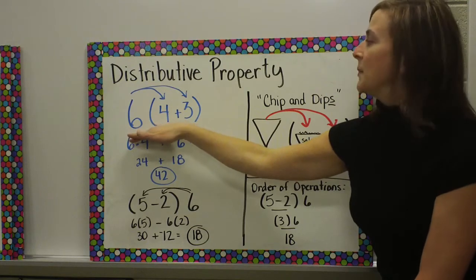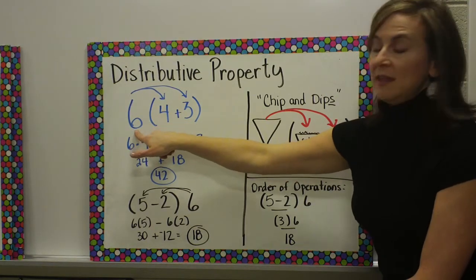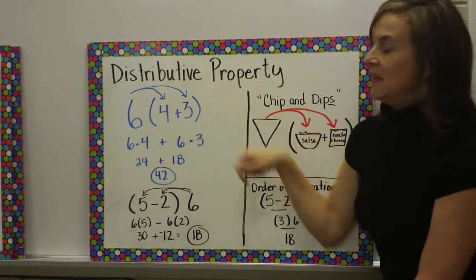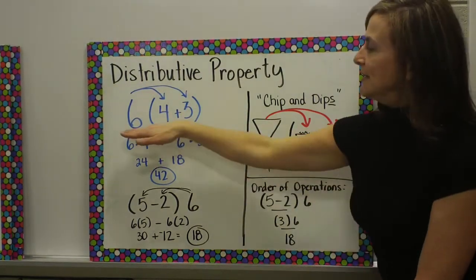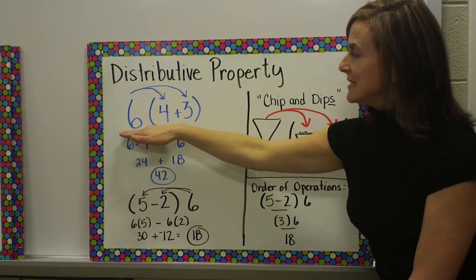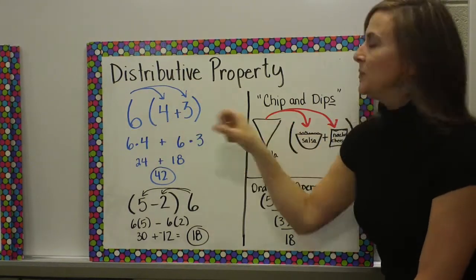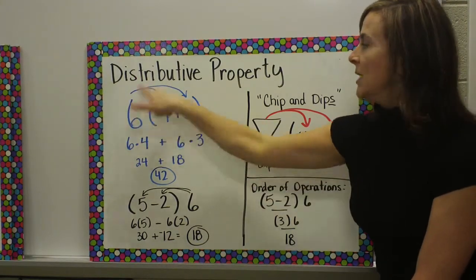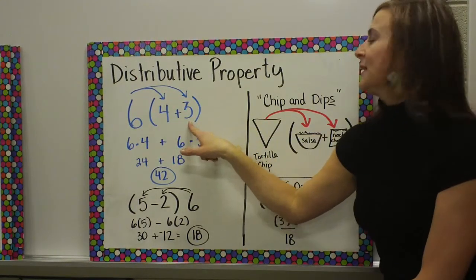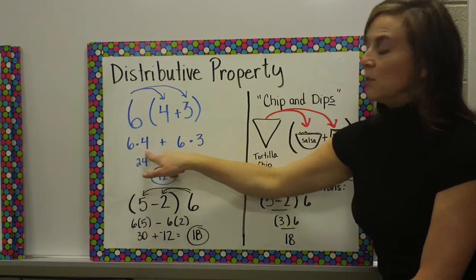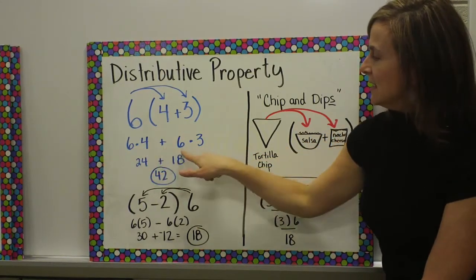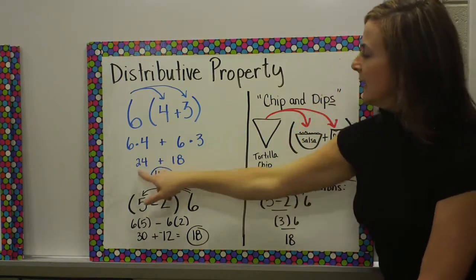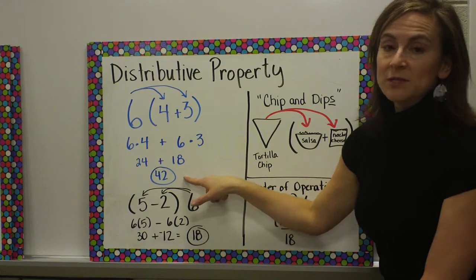The distributive property says that you should take the number outside of the parentheses and distribute it inside the parentheses. So instead of thinking of it as I want 6 4 plus 3s, you're thinking about it as I want 6 4s and I want 6 3s. So that would look like this. 6 times 4, 6 4s, and 6 times 3, 6 3s. When I solve that, I get 24 plus 18, which equals 42.